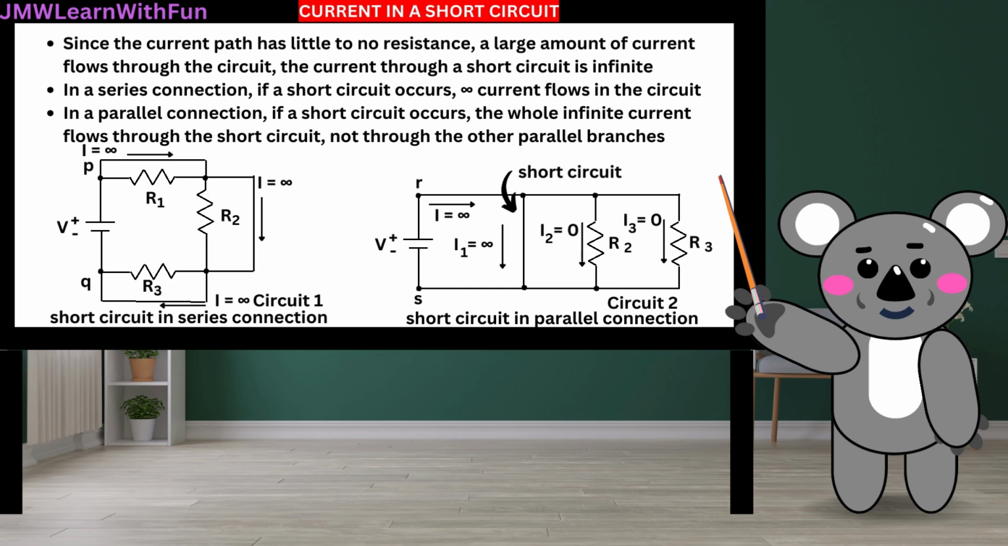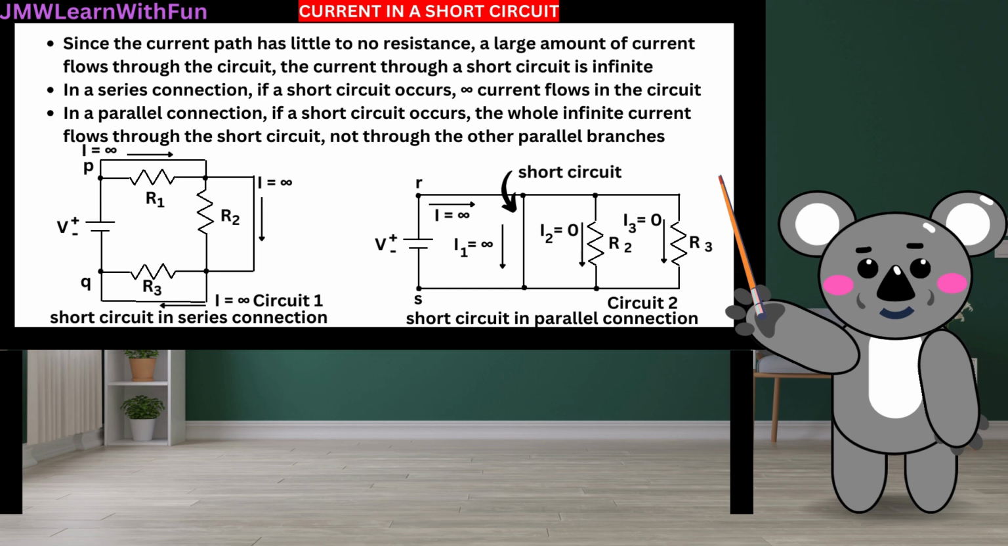the other parallel branches. The figure shows circuit 1, where a battery of V volts is connected between points P and Q. 3 resistors, R1, R2, and R3 are connected in series and each of the 3 resistors is shorted. The current between point P and Q is infinite.